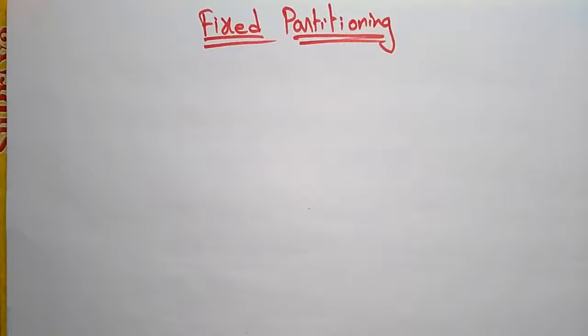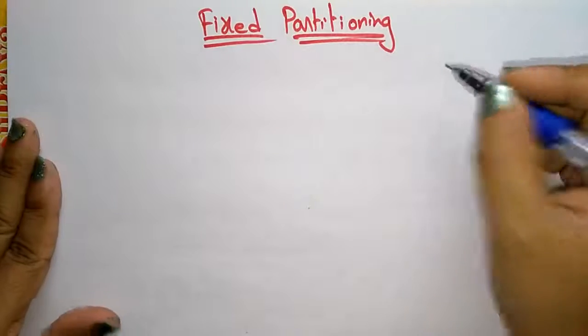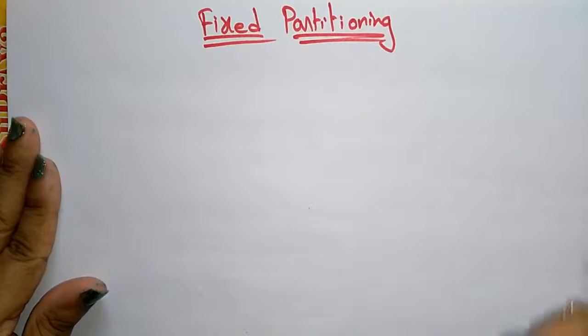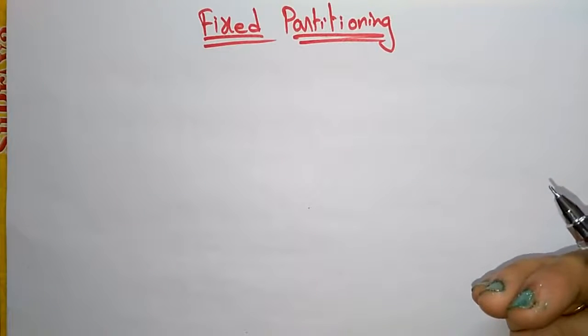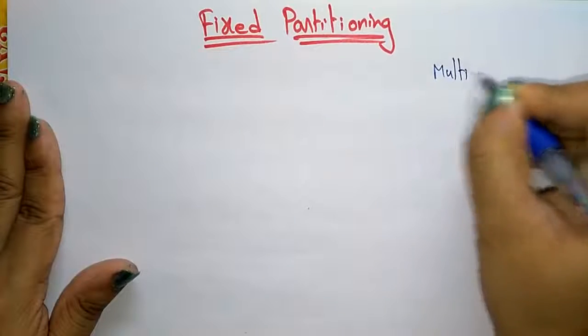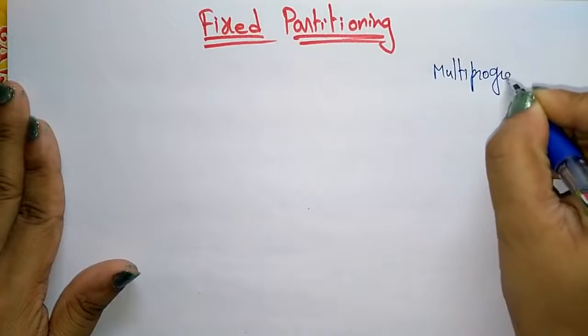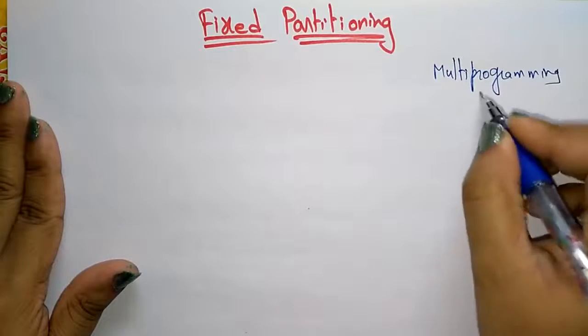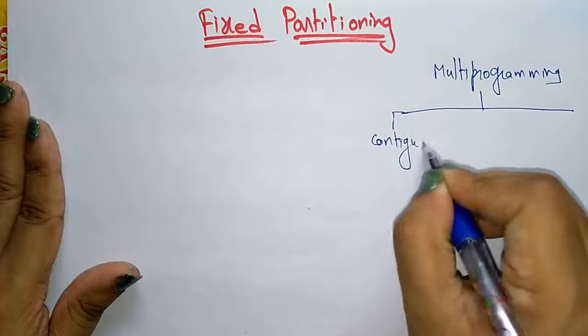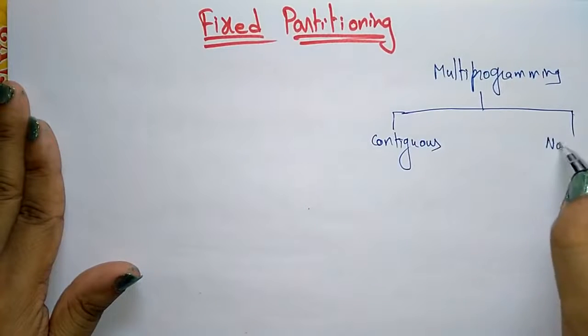Hi students, coming to the next topic in the subject operating system is fixed partitioning. In the previous video I explained some memory management techniques. The memory management technique may be uniprogramming or multiprogramming. Multiprogramming memory management is again divided into two types: it may be a contiguous memory location or non-contiguous memory location.